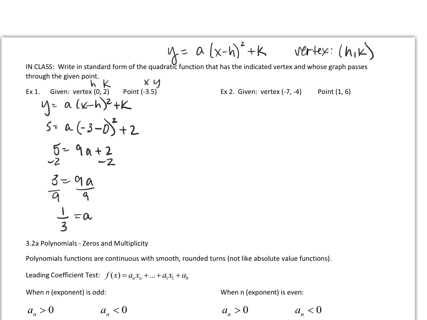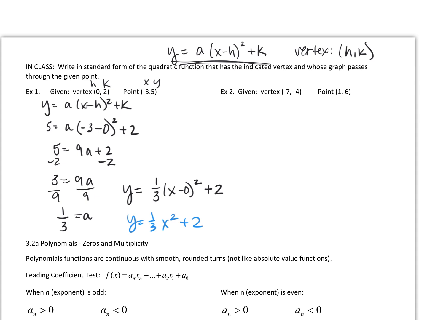So my answer is not 1/3. My answer is the equation. So I'm coming back up here, and I'm going to plug in a, h, and k. I'm going to leave x and y as x and y. So I have y equals 1/3 times (x minus h, which was 0) squared, plus k, which was 2. Now you could write it like this: y equals 1/3 x squared plus 2, because that's the same thing, right? Either way is fine. Either way is correct.